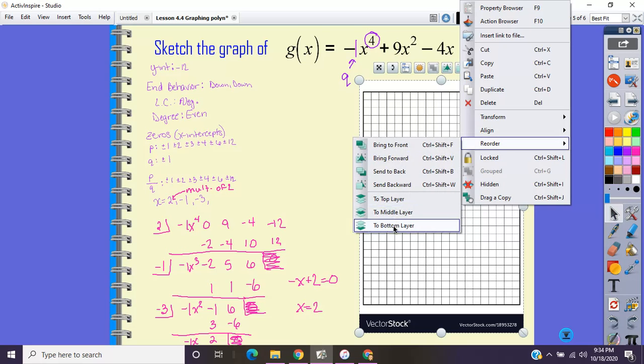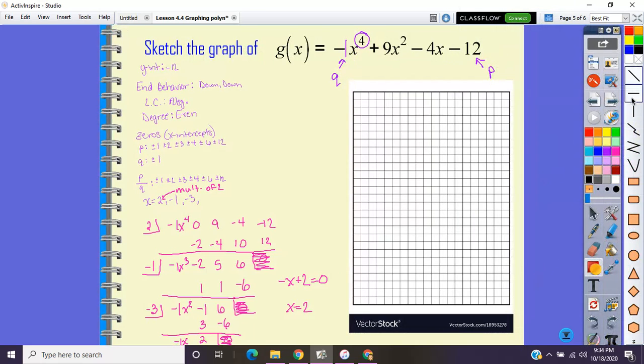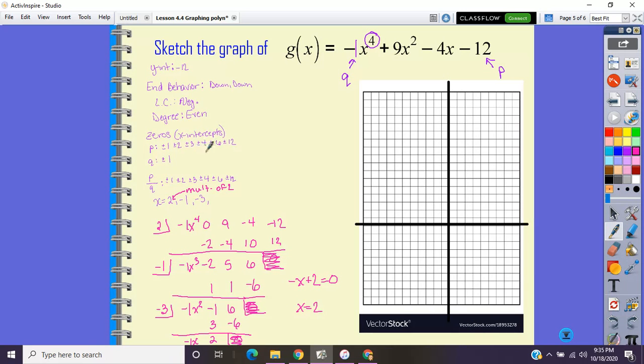I'm going to send this to the bottom layer so I can actually draw on it. Alrighty. Let me start this one down here. And then let's see, my zeros are negative, so it really doesn't make a huge difference. We may do it over here. All right, I did get a y-intercept though of -12.